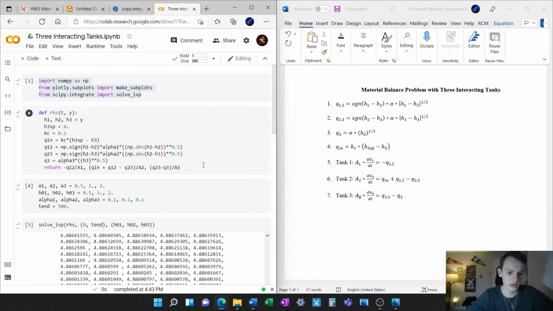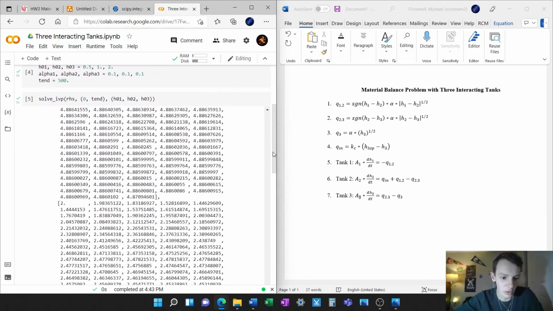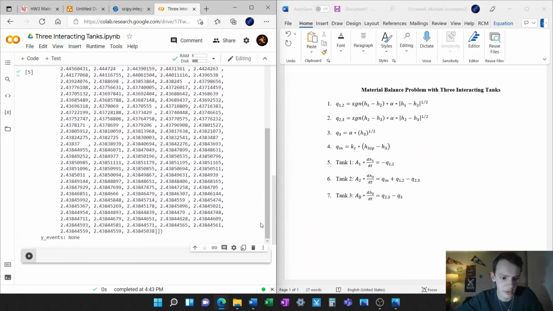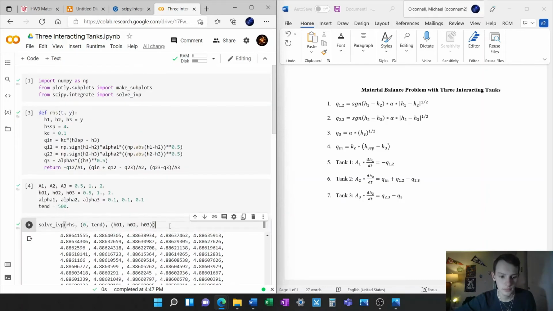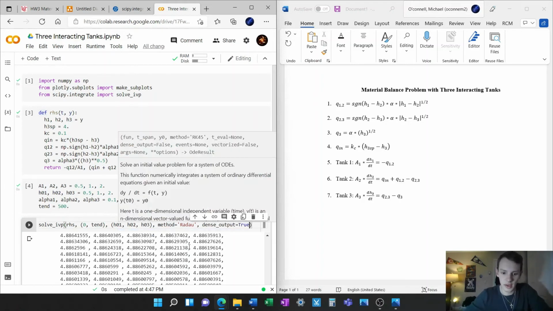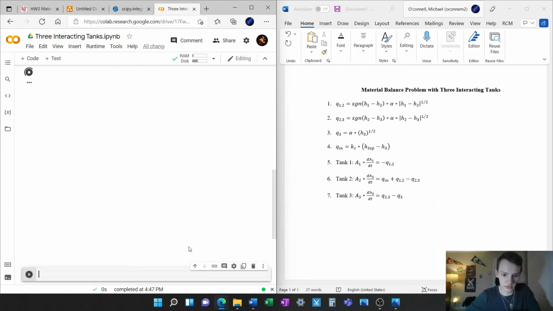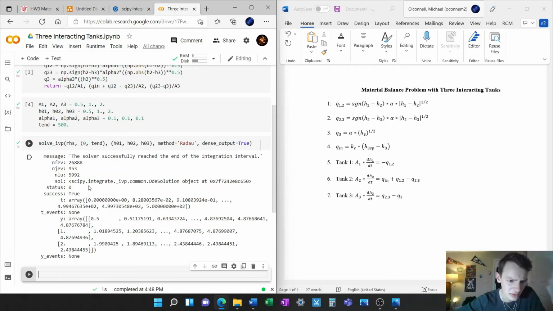That should satisfy. Whoa! Look at all of this. Okay, let's see what's going on here. Well, one thing that I did forget is I wanted to specify that I want to use the Radau method. And another thing that I wanted to talk about was making the dense output true. What that is going to do for us is when I do shift enter here, it's going to give us some information, hopefully. This worked properly, and I think it did.